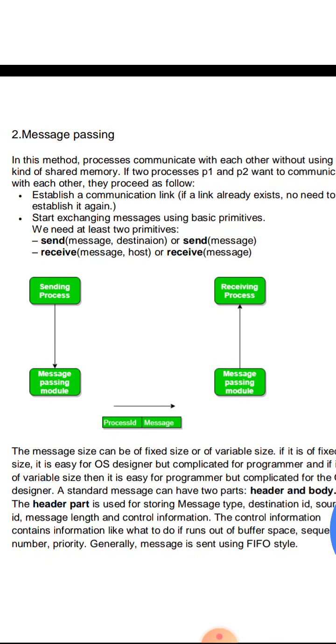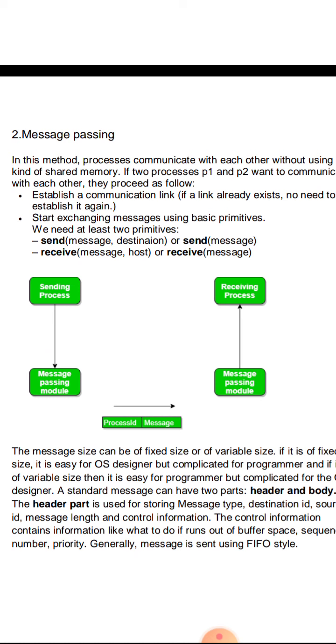Now we can see message passing. In this method processes communicate with each other without using any kind of shared memory. If two processes P1 and P2 want to communicate with each other, they proceed as follows. Firstly, these two processes establish a communication link. Second, they start exchanging messages using basic primitives. In this we need at least two primitives, send and receive. These two primitives are important.